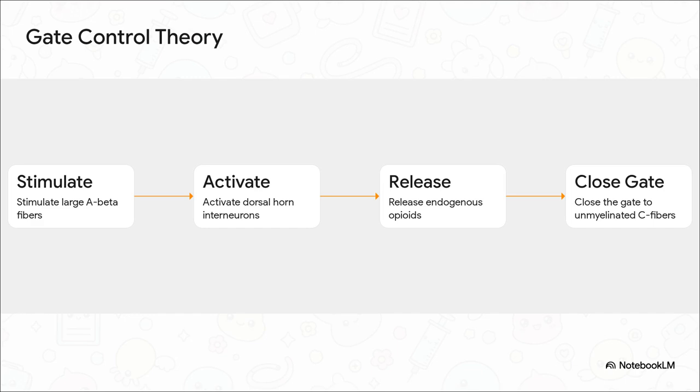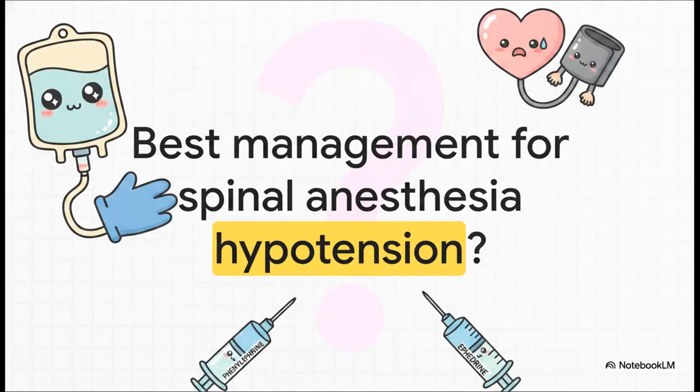First, you stimulate those large, non-nociceptive A-beta fibers. Step 2, this activation wakes up the inhibitory interneurons in the dorsal horn's substantia gelatinosa. Step 3 is the payoff. It triggers the central nervous system to release endogenous opioids. We're talking endorphins, enkephalins, and dynorphins. Finally, step 4, these peptides bind to their receptors and literally close the gate, completely blocking pain signals coming from the unmyelinated C fibers. Question 44.